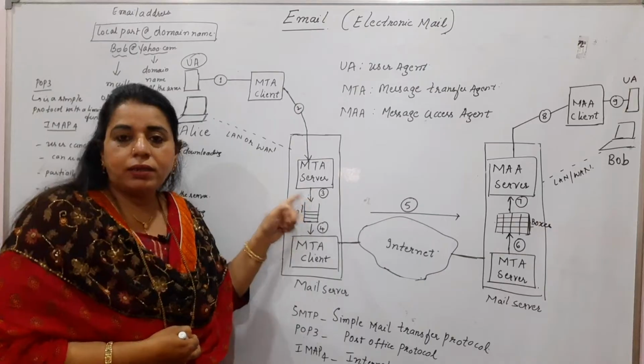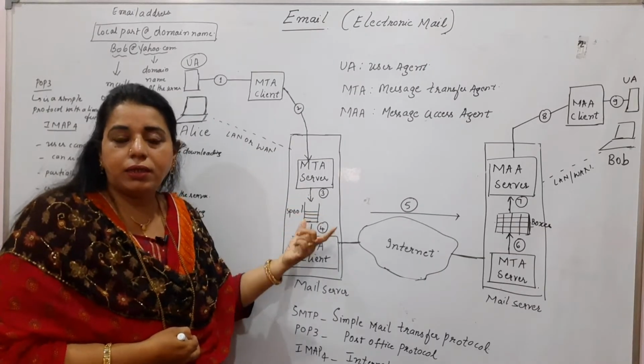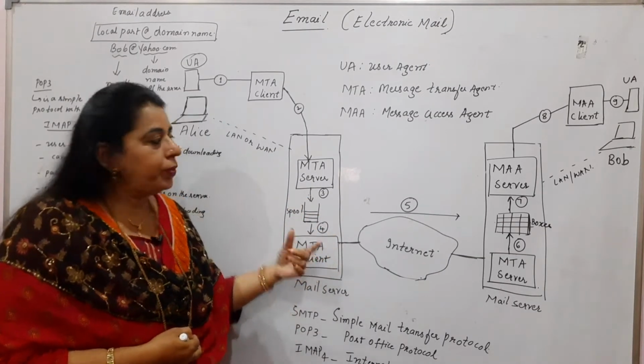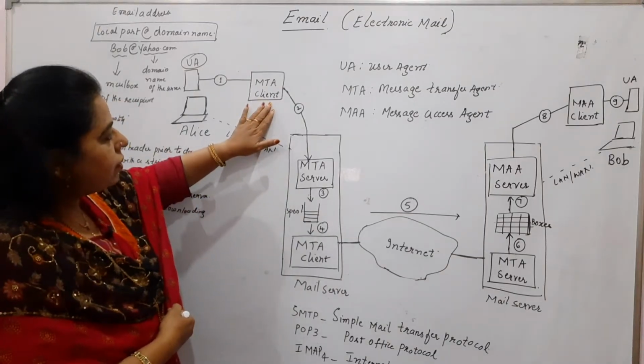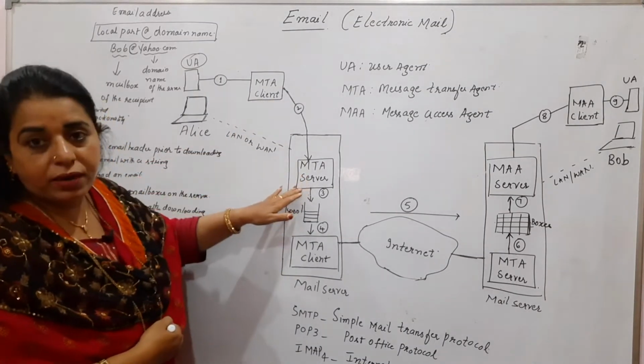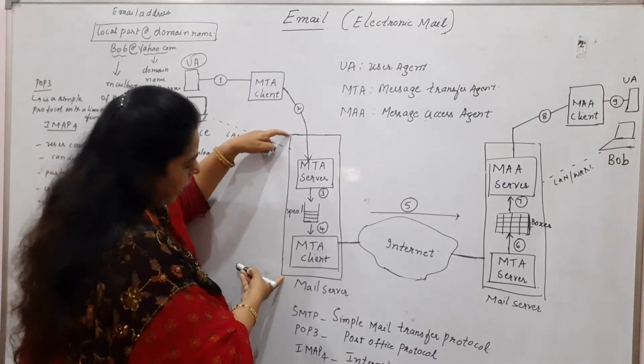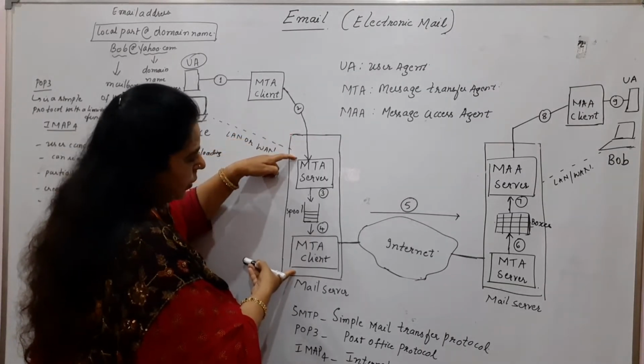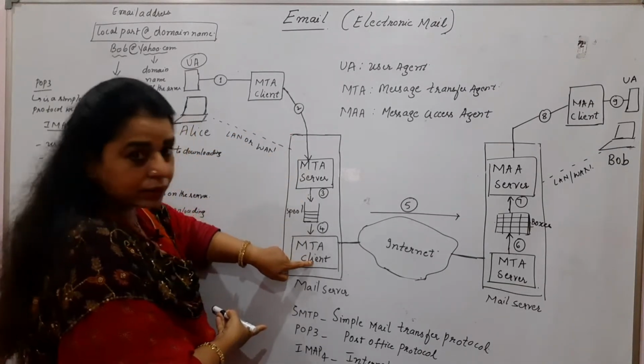The mail server here, suppose Alice has an account in Gmail, then this is the Gmail server. So this MTA client will send that mail to the MTA server. And once again you look here, this mail server has two programs: one is the server program and another is the client program.